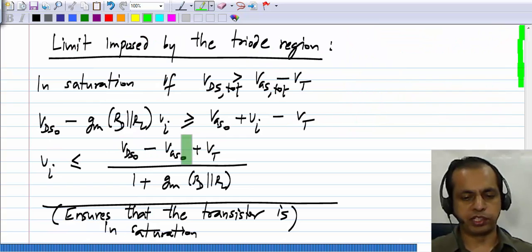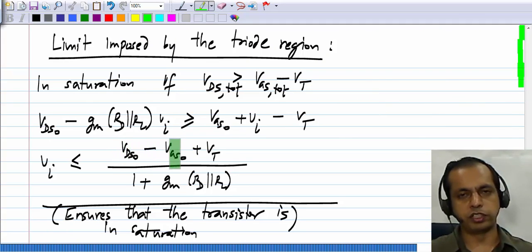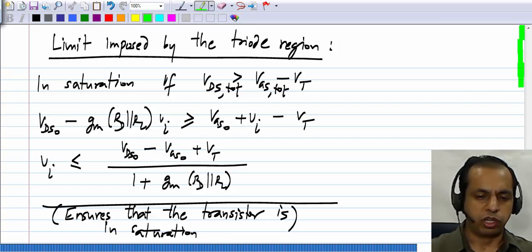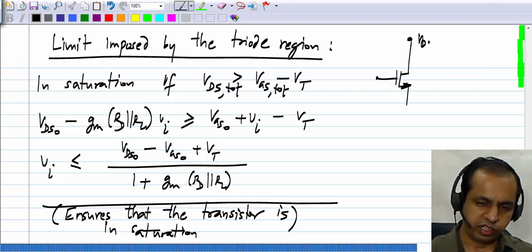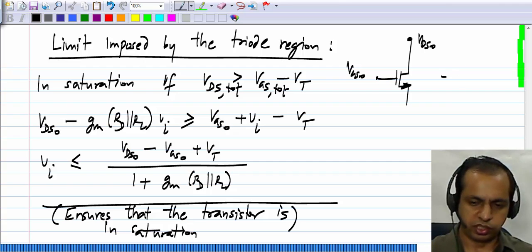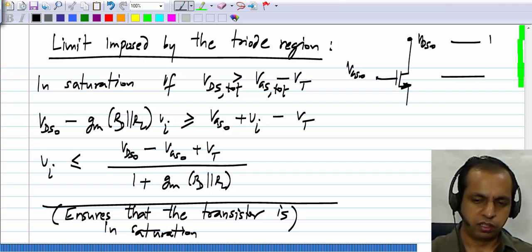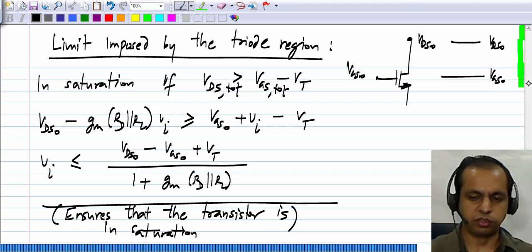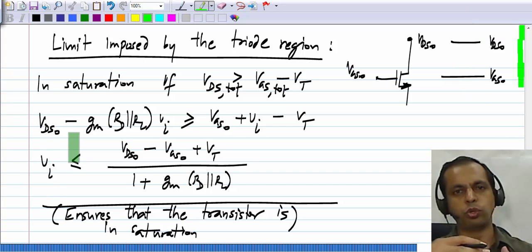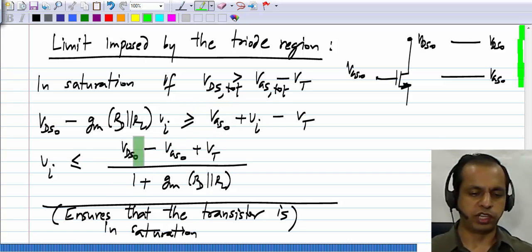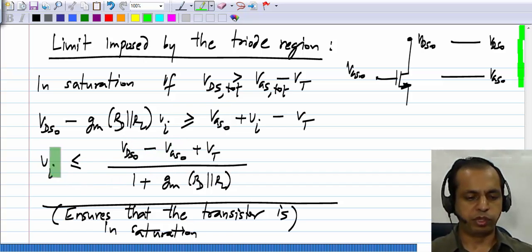Now why does this limit make sense? First of all, what is this VDS 0 minus VGS 0? It is the separation between drain and gate in quiescent condition, that is at the operating point. At the operating point, this is at VDS 0 and this is at VGS 0. So let's say VDS 0 is over there, I indicate these levels and VGS 0 is over there. So the larger the separation you start with, the larger the limit will be for Vi, because then there is a lot more room to go, right? The gate voltage has to increase and drain voltage has to reduce until it enters triode region. So if you start with a big separation between drain and gate, the limit will be larger.